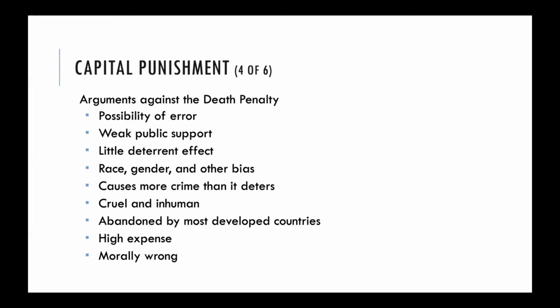Next, race, gender, and other biased issues. The research suggests that offenders from minority groups are more likely to receive the death penalty. Remember, over 40% of people on death row are African American. This is especially true if the victim is not a member of a minority group. So if the victim's white.